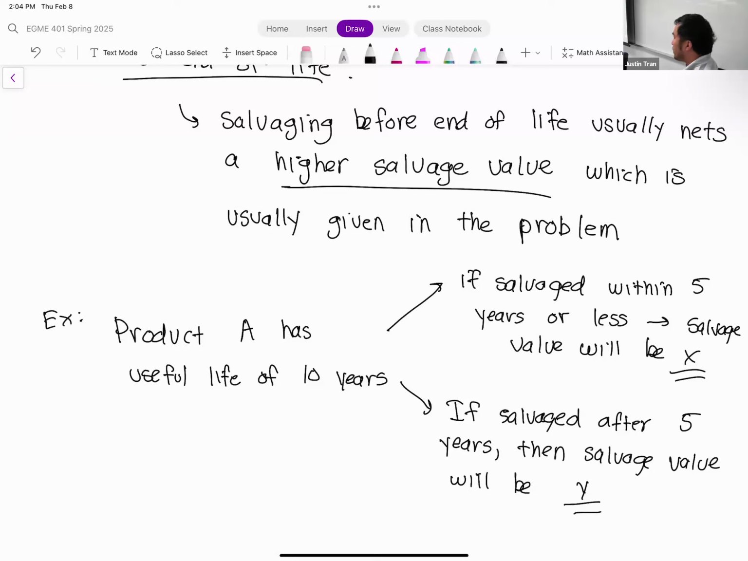A lot of times, the better option would be to salvage a product or a piece of equipment way before it reaches its end of life, just so that you get the most for your return, especially if you're planning on upgrading a system or something like that. So that's just another factor to keep in mind when you're doing this type of analysis. All right, any questions on that?